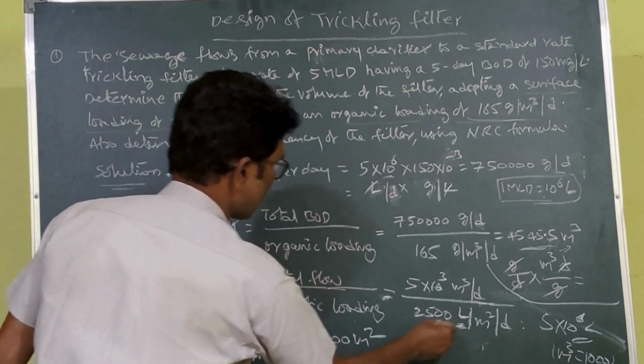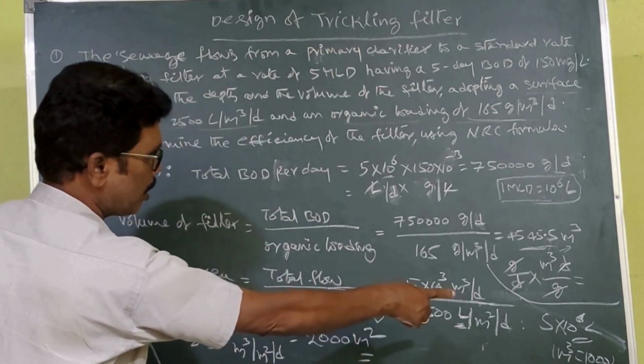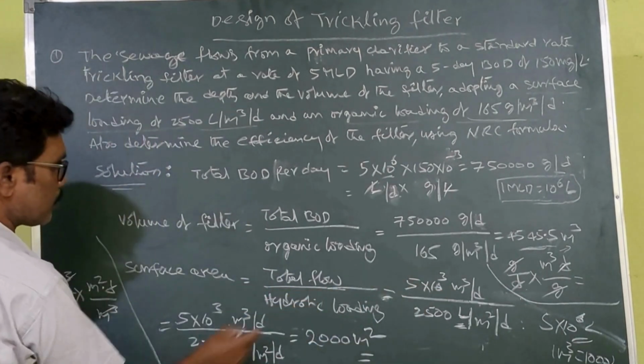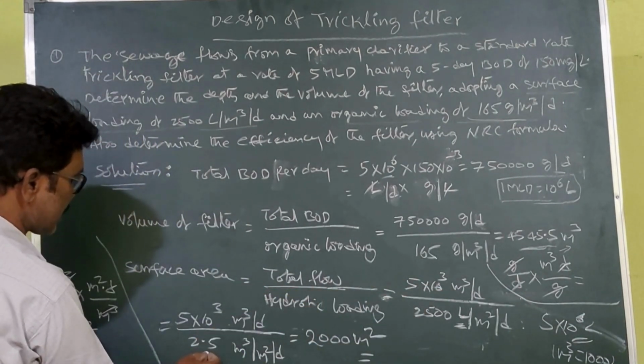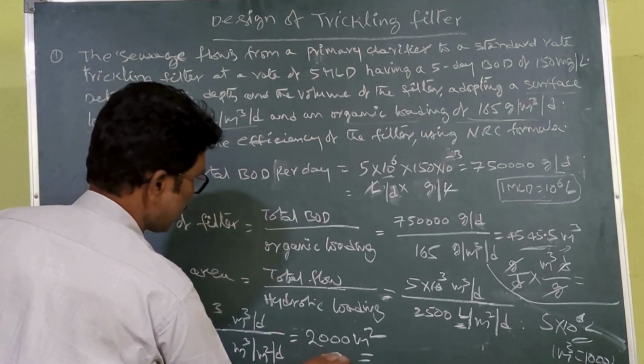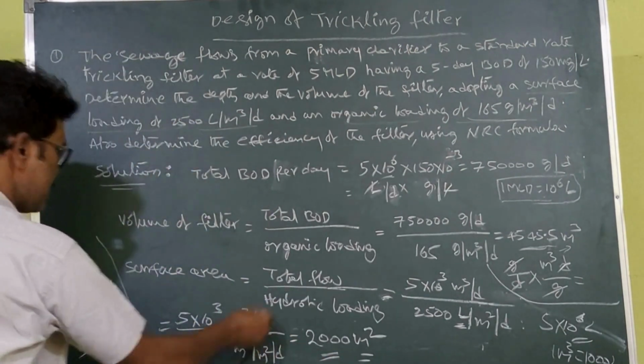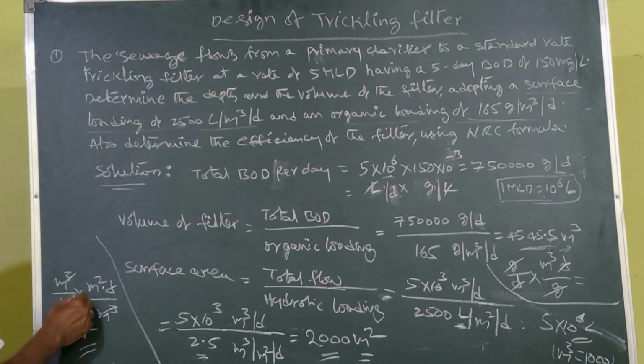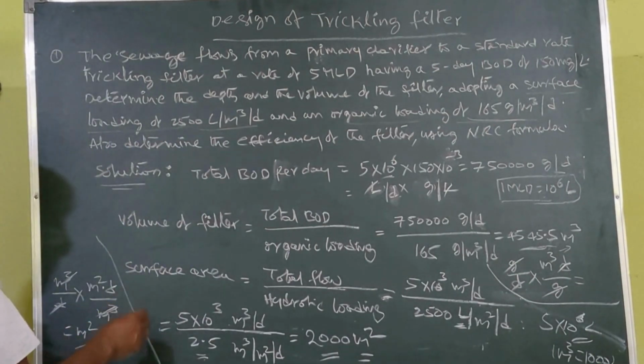1 meter cube equals 1000 liters. Therefore 2500 liters becomes 2.5 meter cube. If you simplify this, we can get 2000 meter square. You see the simplification of units: meter cube per day into meter square per day; meter cube cancels, day cancels, and you get meter square. So these are the unit cancellations you have to understand.